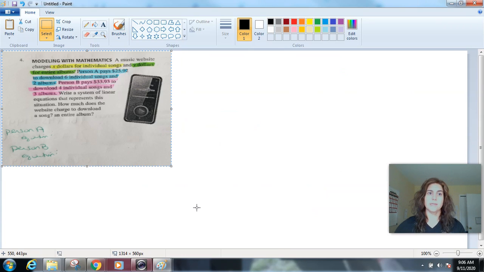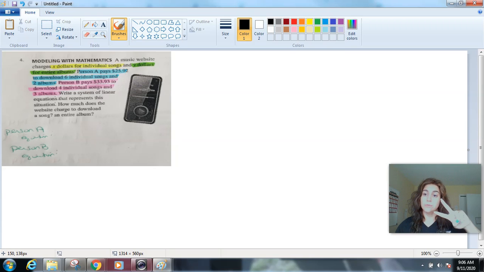If I jump to the second one, here's one that we can use, we'll do elimination with this one, I think. So here we got X dollars for individual songs. So they're already telling us the variables to use. Y dollars for entire albums. Person A is paying $25.92 to download 6 individual songs and 2 albums. Person B is paying $33.93 to download 4 songs and 3 albums.